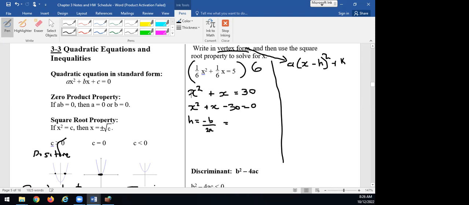And so that's going to be what? What's your b value? Not x, 1 is the coefficient. So that's negative 1 over 2 times, what's your a? It's the x squared coefficient, yeah, 1. So your h is just -1/2.